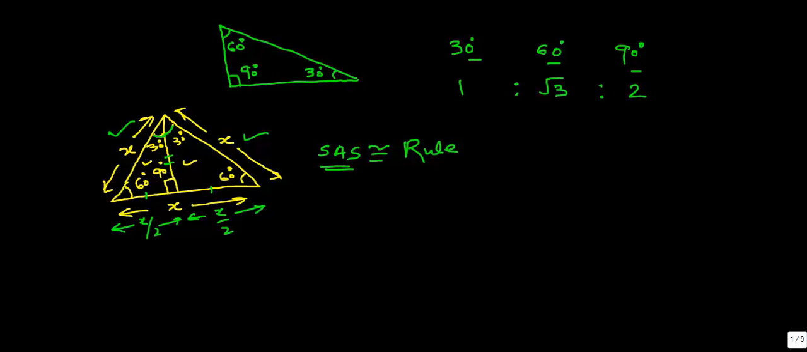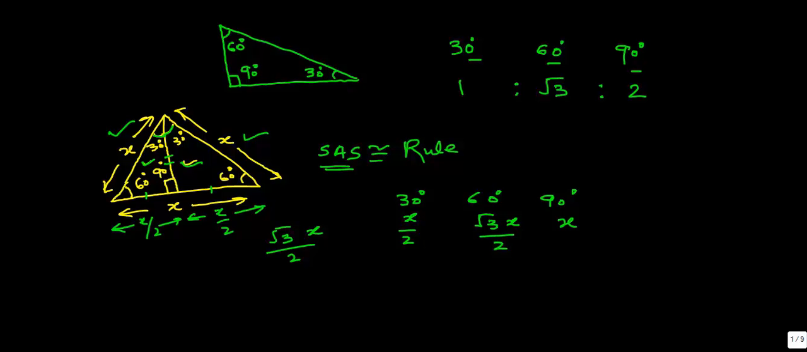Now what you can do is, by applying Pythagoras theorem on any of these two triangles, you can find out this third side, which will be equal to √3 x by 2. And now if you take the ratios, let us take the ratio of 30, 60, 90, and these opposite sides. Side opposite to 30 degree is x by 2, side opposite to 60 degree is √3 x by 2, and side opposite to 90 degree is x.